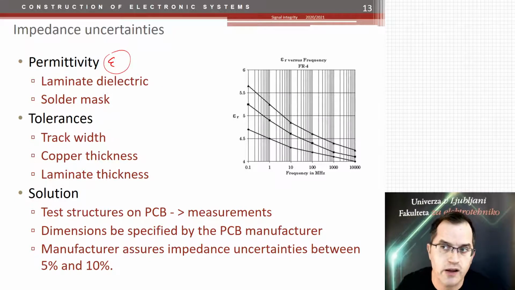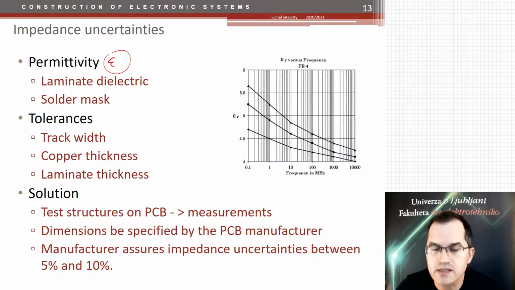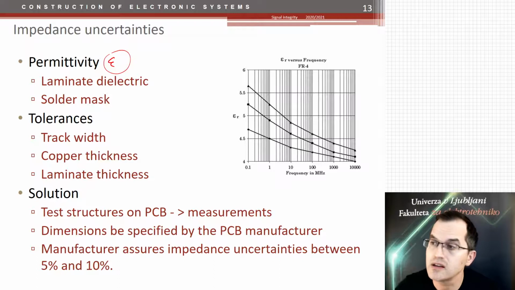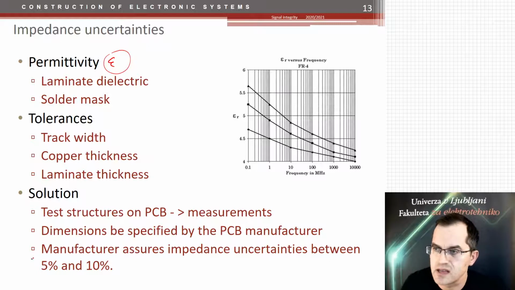The tolerances of track widths, all the mechanical tolerances as well. And the solution is that the manufacturer actually builds some test structures on the PCBs and measures the actual impedances, and then they tell you, okay, in our process, this design, this layer stack has to have this width of the tracks to achieve a certain impedance. And then you can take these dimensions from the manufacturers, and you can construct your lines according to their rules. And then they assure you to have impedance uncertainties between, let's say, 5 and 10%. That's quite a lot, but it's quite hard to achieve on the other side.